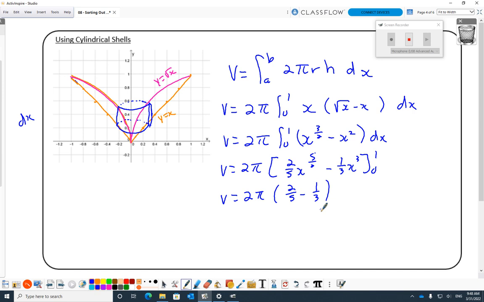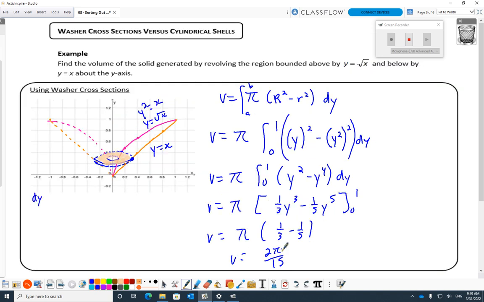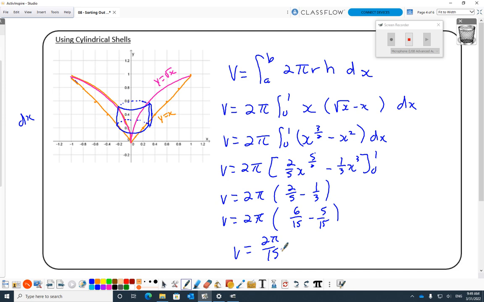That's fine. 2/5 minus 1/3. Oh, I can do 2/5 minus 1/3. Okay, 15ths. 6/15 minus 5/15 is 1/15, and so I get 2 pi over 15. Oh, was it the same? Does cylindrical shells work? Yes, it was the same. Of course it was the same. Cylindrical shells work.